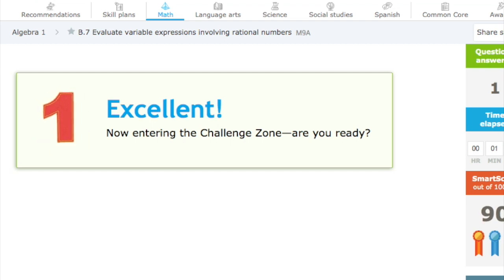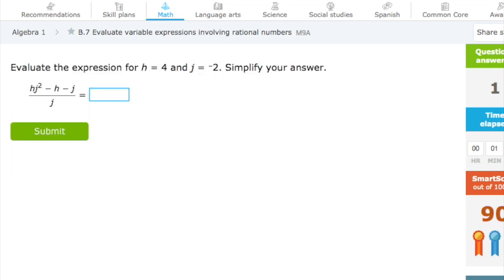Outside of those basic decimal values, you're going to jump into the exponent and fraction bar portions of our rational expressions, which you would write out. My advice is to write these on a piece of paper. Then you would rewrite the expression in numeric form, so every time there's an h, you would have 4. So it'd be 4 times negative 2 squared, minus 4, minus negative 2, divided by negative 2. Once you have that all written out, you can go about solving it.